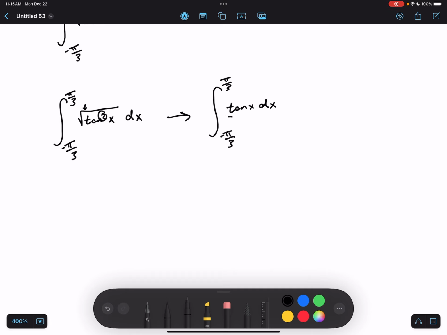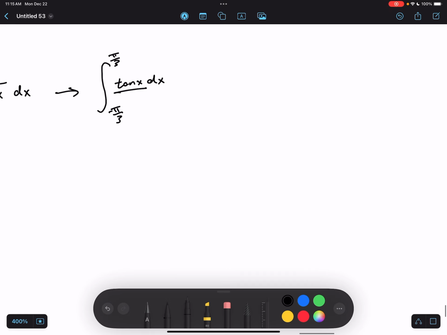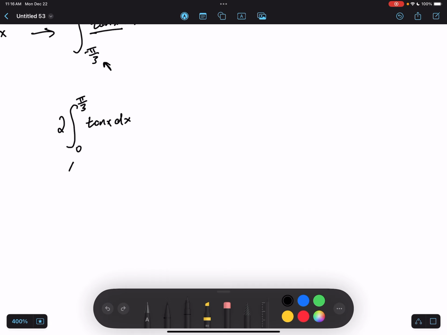Now, one thing to note about tangent as a function is it is even, and that means it's symmetric about the y-axis. And because of that, we can actually change our bounds here. Because we have negative pi over 3 and positive pi over 3 about a symmetric even function, we can rewrite this as 2 times the integral from 0 up to pi over 3 of tangent x dx. Effectively, we're just cutting the domain in half and then multiplying it by 2. This allows us to use 0 as one of our bounds, which makes integrating significantly easier.